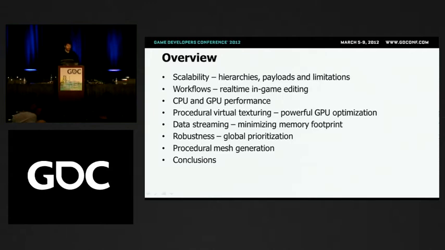I will then talk a bit about CPU and GPU performance, and in particular about our procedural virtual texture system, which is, well, we spent a lot of time on it anyway, so it's interesting in that aspect. I will then talk a bit about data streaming and our global prioritization algorithm behind it. And just as a final note, I will touch briefly on the actual terrain mesh. So not much about mesh generation today.